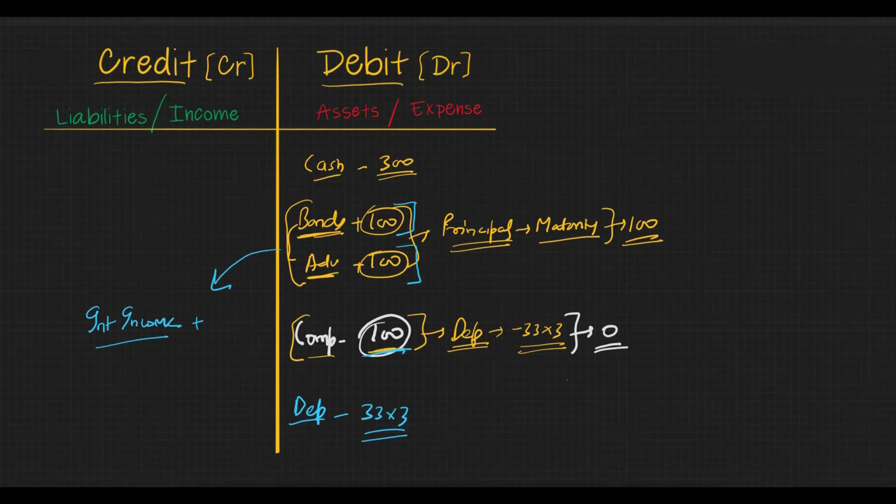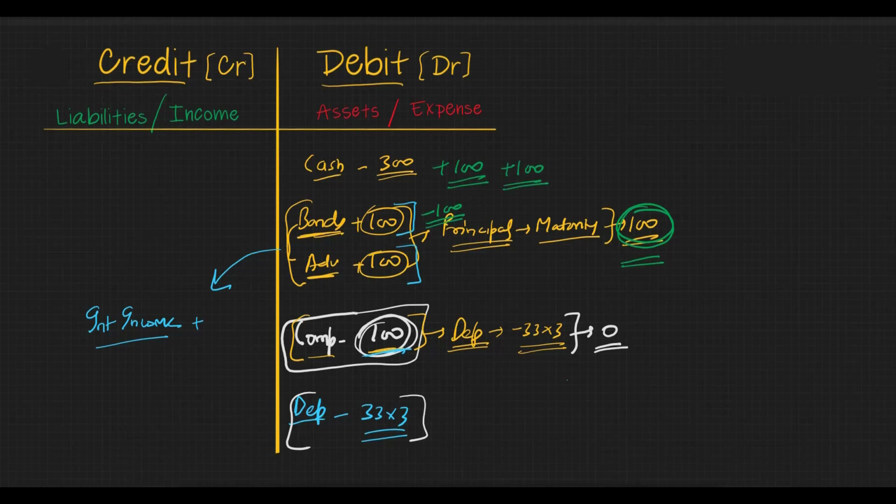Whereas for a computer, the money that we invested, the total amount, the principal itself is getting exhausted in the P&L. Whereas for bonds and advances, at the end of the maturity, when I get my 100 back, what is going to happen is I'll get cash here and I'll reduce the bond amount. When I get the principal amount from the advance back, I'll increase the cash by 100 and I'll decrease this advance by 100. There is no impact on P&L.